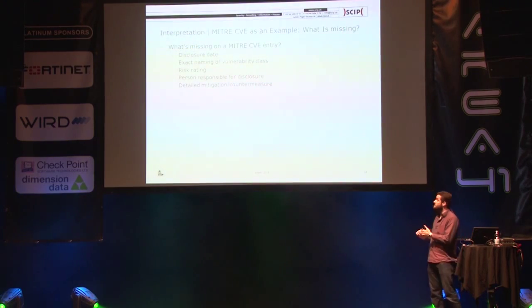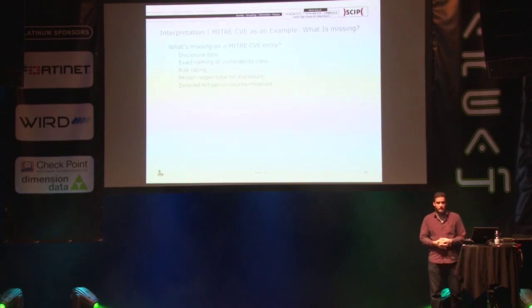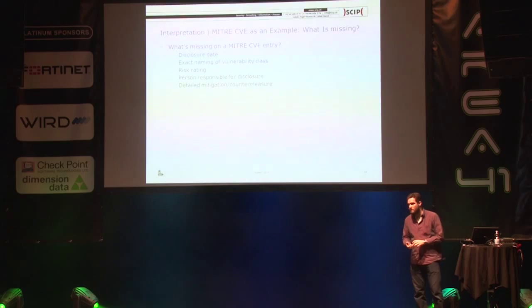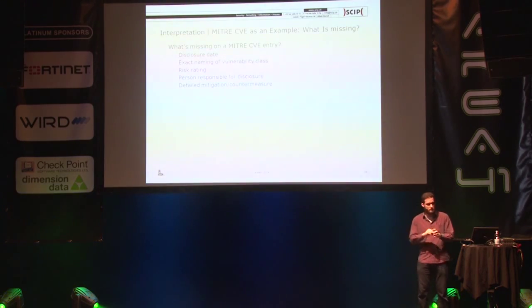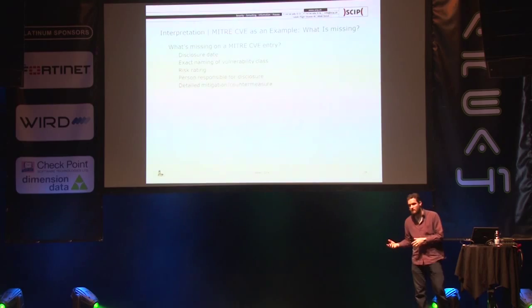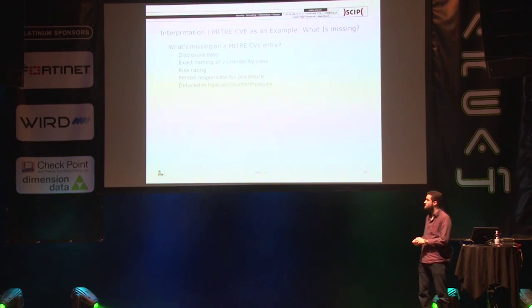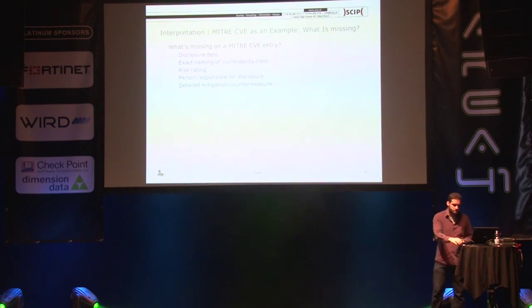But there are a lot of things missing. For example, the disclosure date isn't mentioned. CVE is usually not naming the correct vulnerability class, so you don't really know if it is a memory corruption, a buffer overflow, a format string, or only a denial of service, whatever. There is no risk rating, and there is no mention of the researcher who is responsible for the disclosure. So you have to use another source to find this information, which might be available or might not.